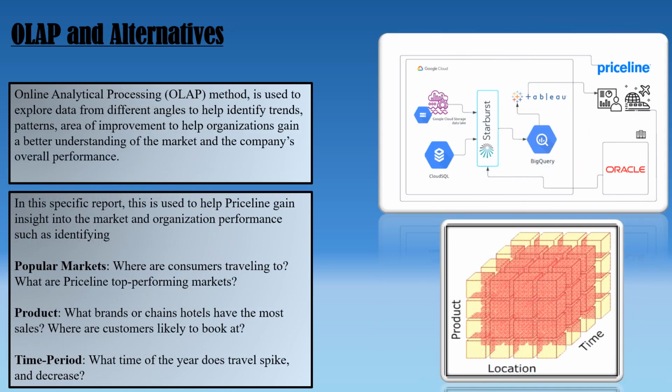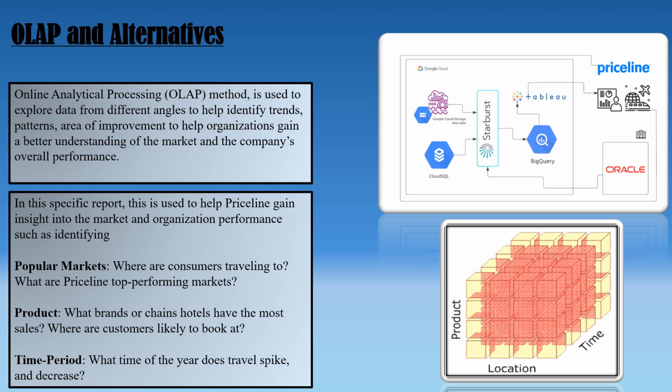A process or method that can help Priceline execute those opportunities is the OLAP method, which is online analytical processing. This method is used to explore data from different angles to help identify trends, patterns, and areas of improvement to help the organization gain a better understanding of the market and the company's overall performance.